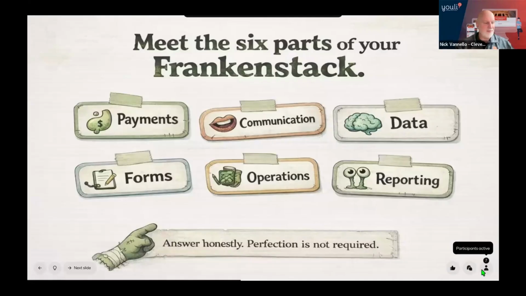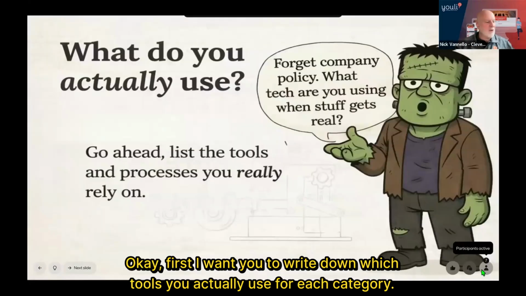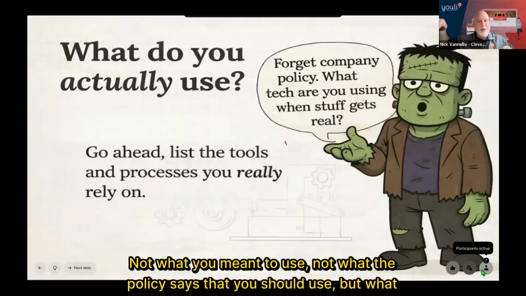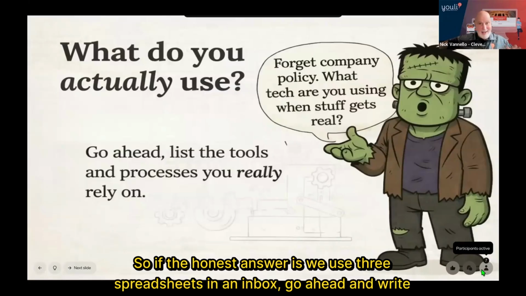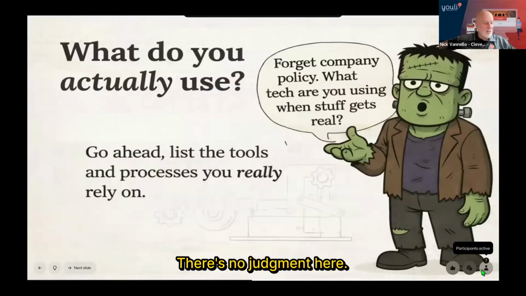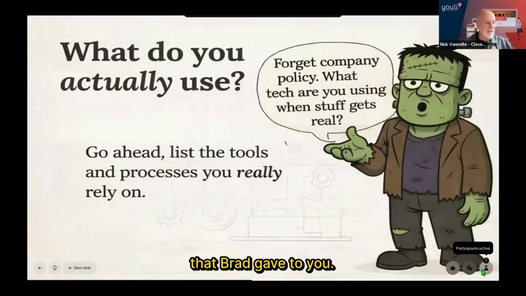All right. So, prompt number one. First, I want you to write down which tools you actually use for each category. Not what you meant to use, not what the policy says that you should use, but what actually happens on a Wednesday afternoon. So, if the honest answer is we use three spreadsheets and an inbox, go ahead and write that down. There's no judgment here. So take that worksheet and start filling in all of the different pieces that Brad gave to you.